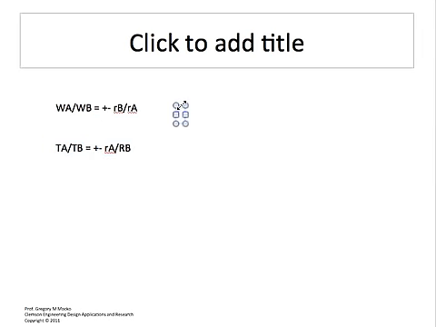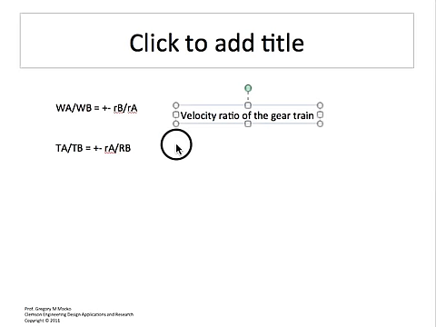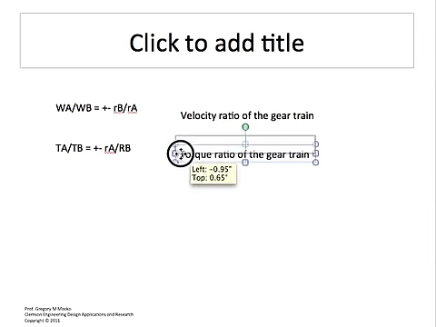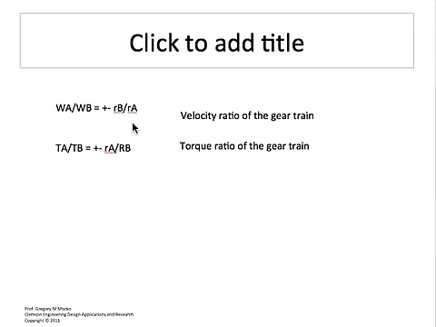This is known as the velocity ratio of the gear train, and this is known as the torque ratio of the gear train. If you look at these two expressions, the thing that you'll realize is the velocity ratio is the inverse of the torque ratio.